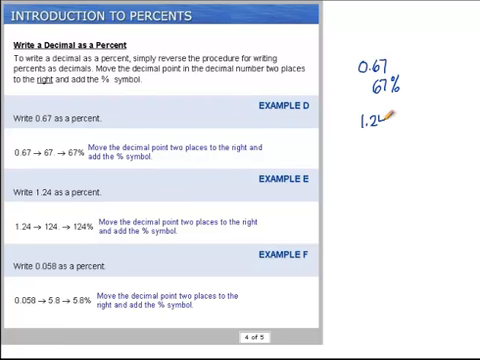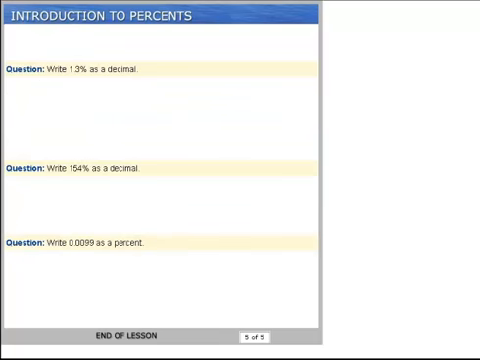Write 1.24 as a percent. Move the decimal point to the right and add a percent symbol. That's as easy as it gets. And then we have 0.058 as a percent. We move the decimal point to the right, 5.8, and put on a percent sign. Yay! Now it's our turn.